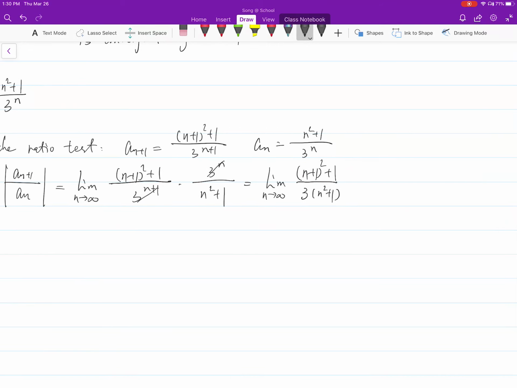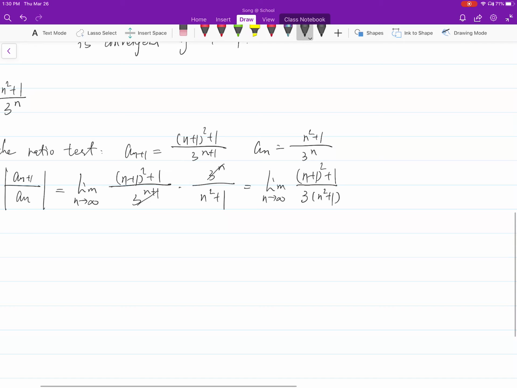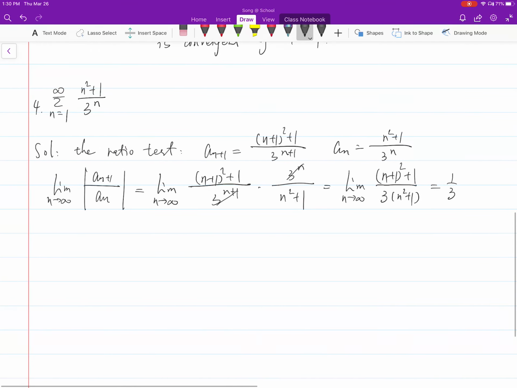Okay. Now you need to think about, okay, what's the limit? Well, infinity over infinity. What's the leading term on the top? N squared. What's the leading term on the bottom? N squared. So together, we should have 1. With the 3 in the front, we should have 1/3 by leading terms.